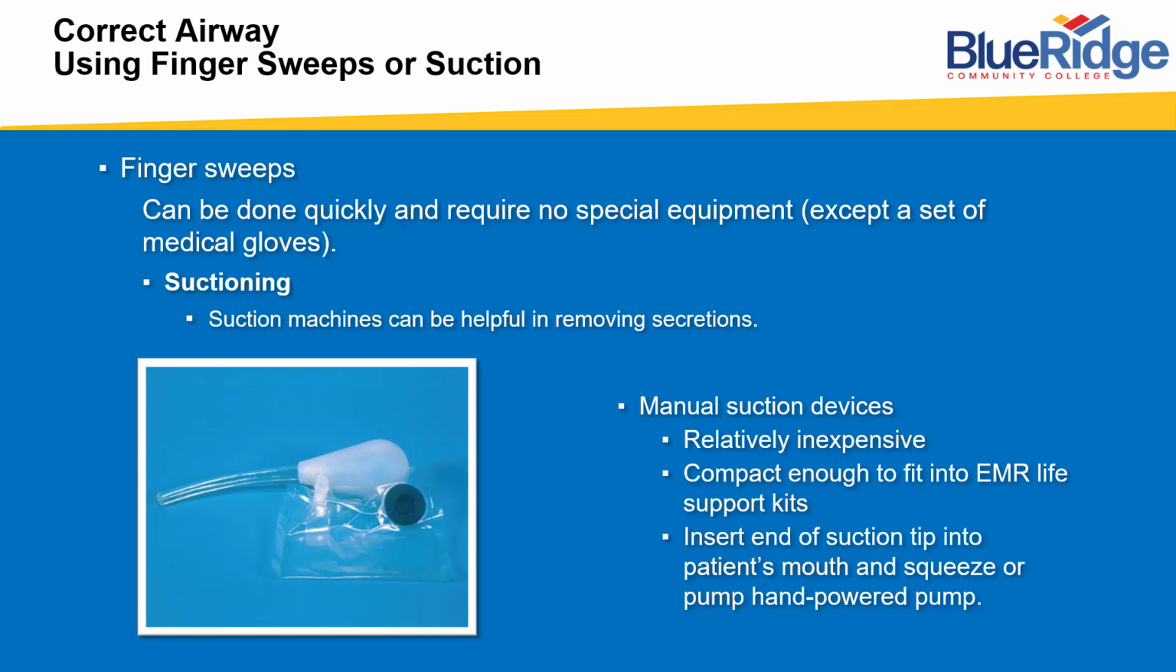Suction machines can be helpful in removing secretions such as vomitus, blood, and mucus from the patient's mouth. There are manual suction devices. These are relatively inexpensive and compact enough to fit into an EMR life support kit. Insert the suction tip into the patient's mouth and squeeze the hand-powered pump.